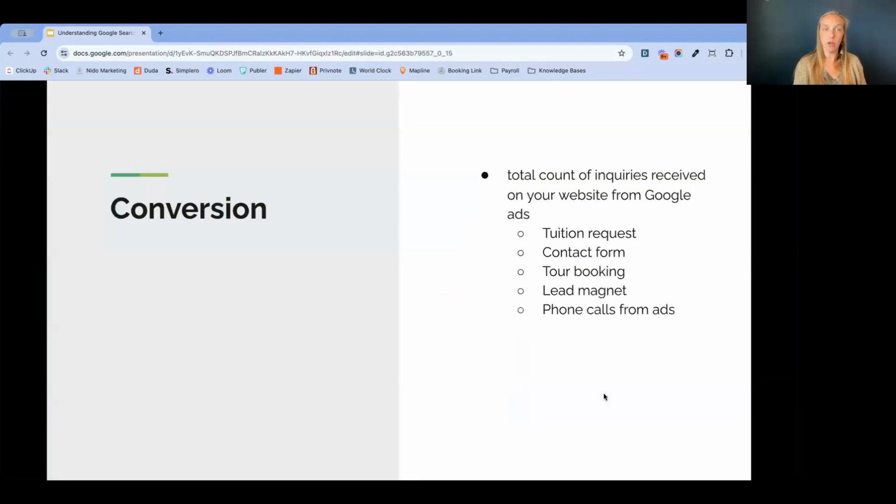So conversion, what is a conversion? We talk about conversions a lot when we talk about Google Ads. This is just the total number of inquiries received on your website from Google Ads. So what is an inquiry then? These are any forms that have been filled out: your tuition request, maybe a contact form, a lead magnet form, tours being booked. These are all conversions. These are all your inquiries that you're getting from your Google Ads. Phone calls also count for this. We do offer phone call tracking, so if someone calls your school and they're inquiring about your school, that would count as a conversion from your Google Ads.